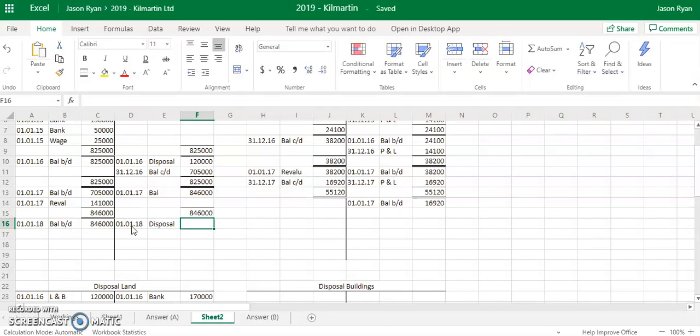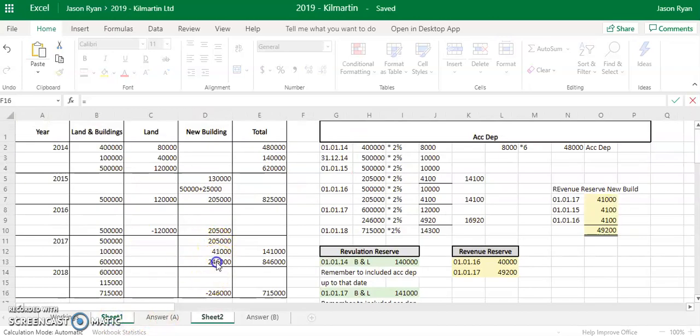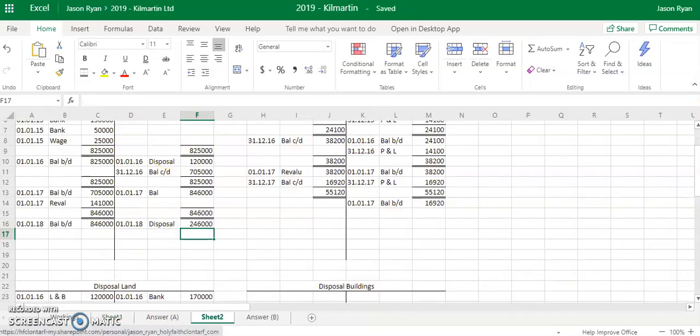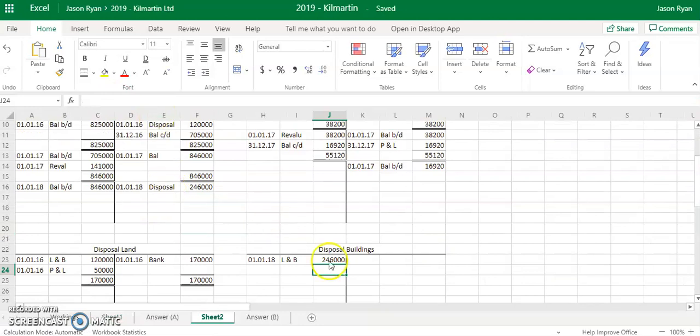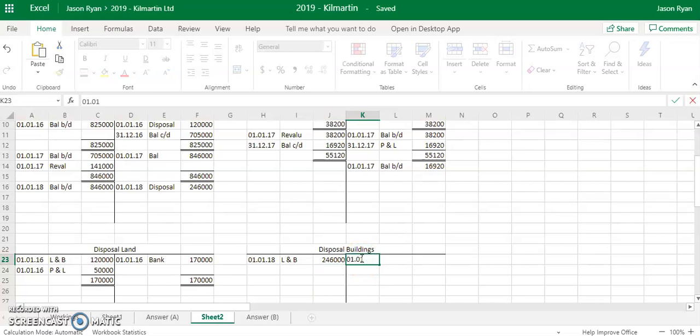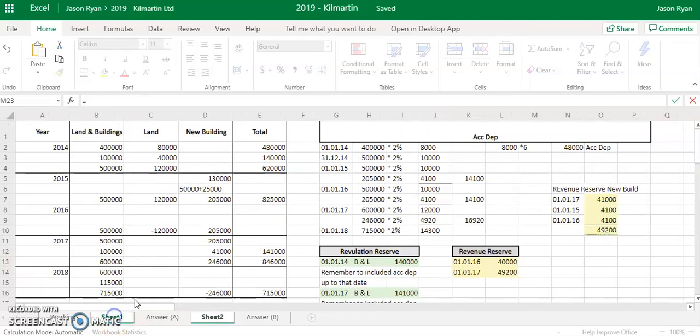Disposal, and the value of it then is going to be disposed, which is just 246. That needs to go into the disposal account as well. So we have credited our land and buildings. We're going to debit our disposal. Then we need to take the depreciation for that building as well. So cumulative depreciation for disposal of 246.